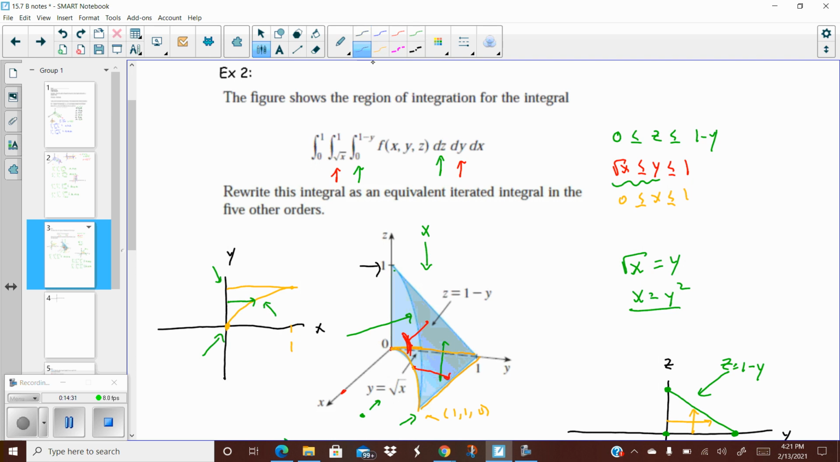Let me use a different color. Let me use purple. If we were standing over here and looking at it in that direction, or looking at it in the other direction from this way, but it would be backwards if you were over here, that's the shape that you would have seen.